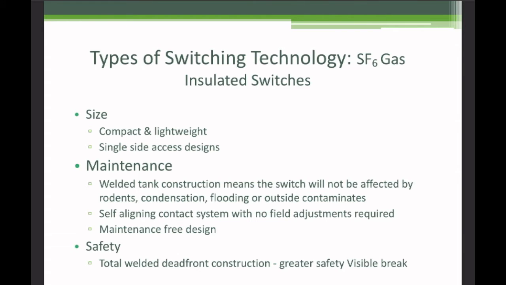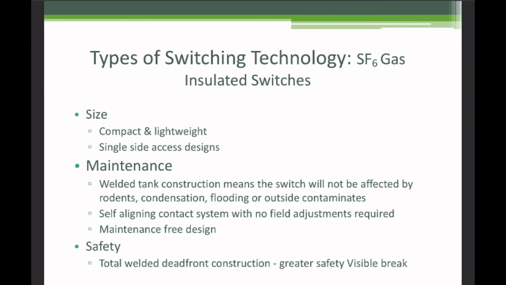The downside is it is maintenance free. In order to keep the SF6 gas in, it is a fully welded tank. So there's no access point. There's no gaskets to fill, which is good, but it also means that there's no door you can open to go in and adjust the contacts or replace them if something fails. If an SF6 piece of switchgear fails, you pull it out, you send it back to the manufacturer, and they deal with it, and you drop in a new one.